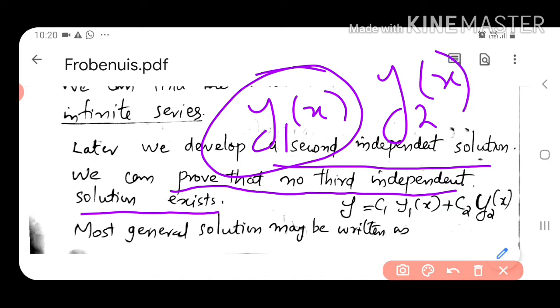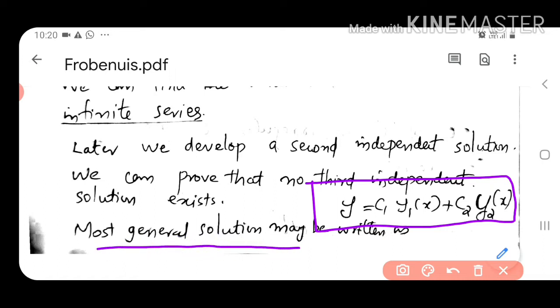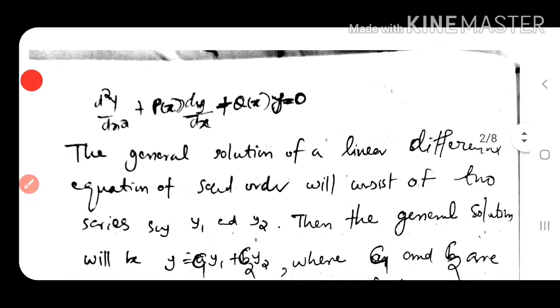We will later on see how we can obtain the second independent solution. So if there are two solutions, y1 of x and y2 of x, the most general solution that can be written is y equal to c1 y1 of x plus c2 y2 of x. So this is the most general solution.